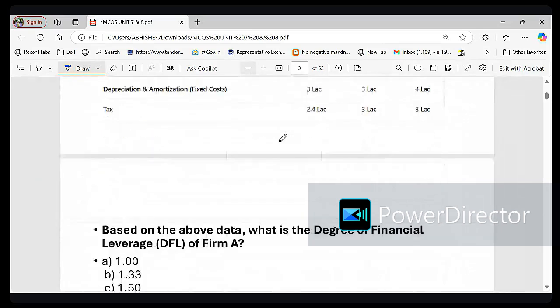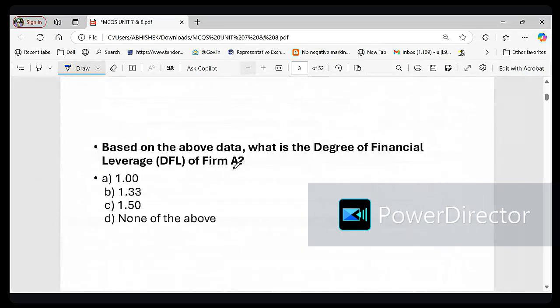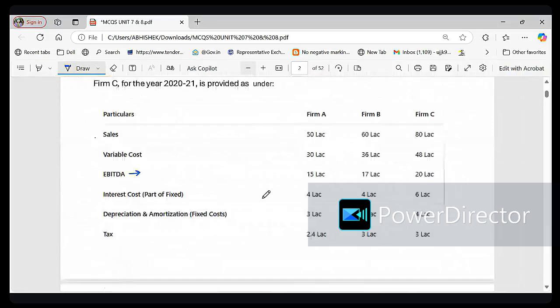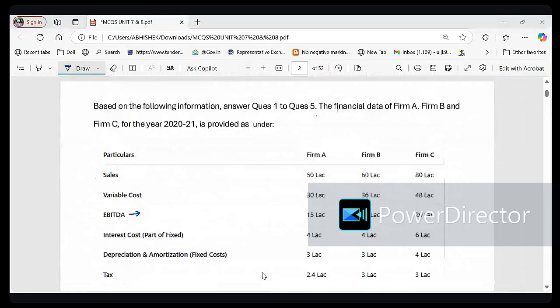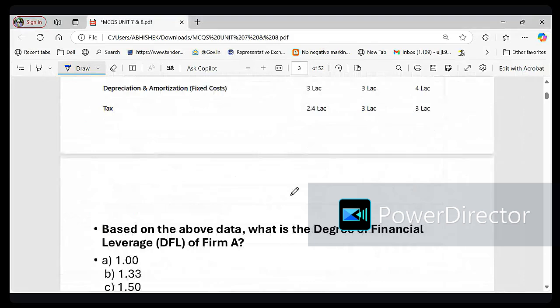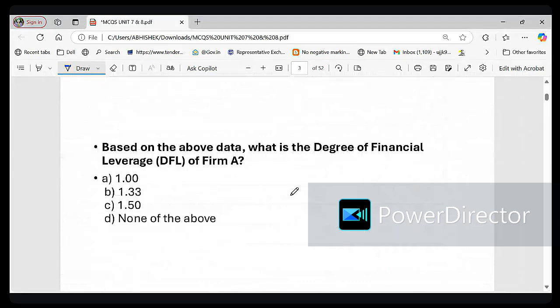Based on the above data, what is DFL of firm A? You have to calculate the degree of financial leverage of the firm A. This is a conceptual session. We will try to understand the concept by solving numericals. That is what this session is all about. So you have been asked to calculate DFL, the degree of financial leverage of firm A. Options are 1, 1.33, 1.5 and none of the above.